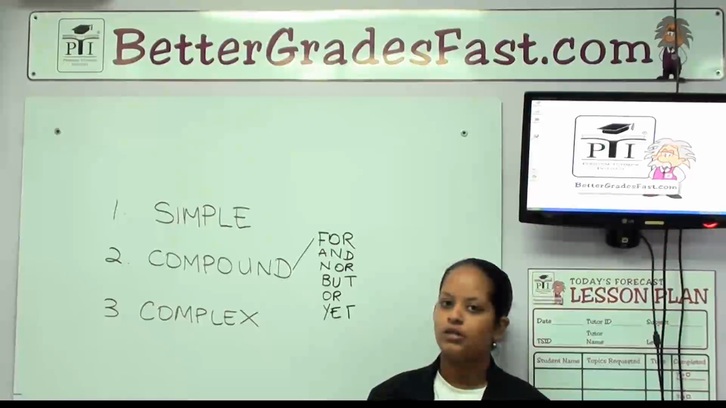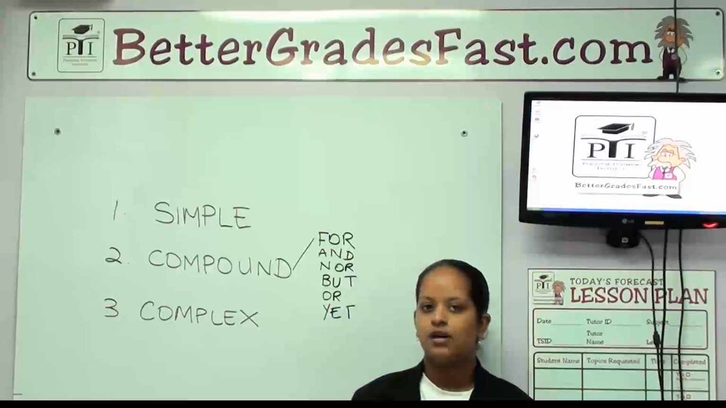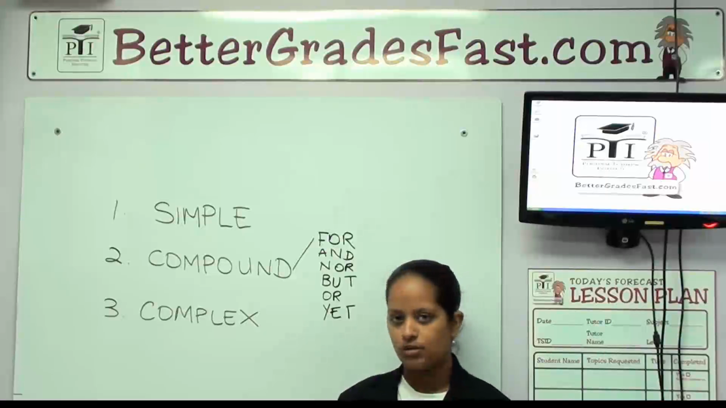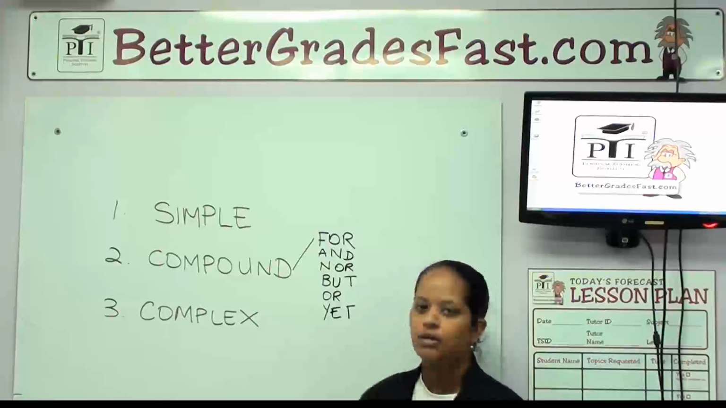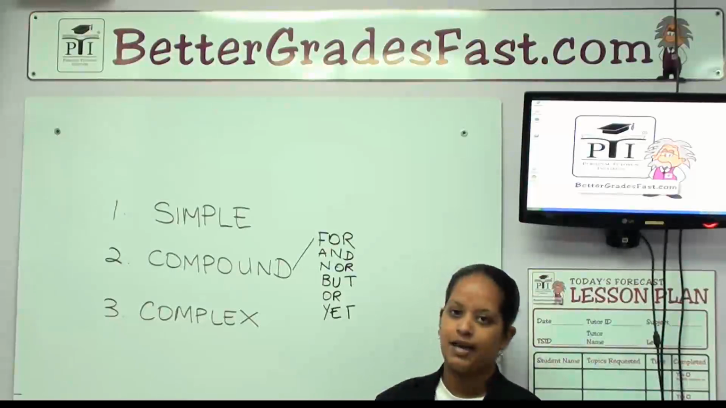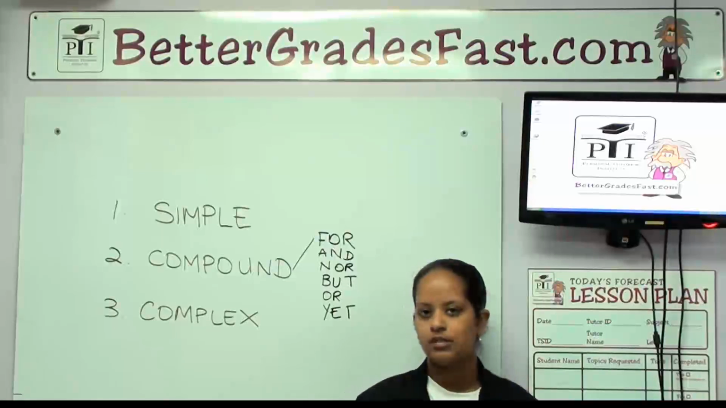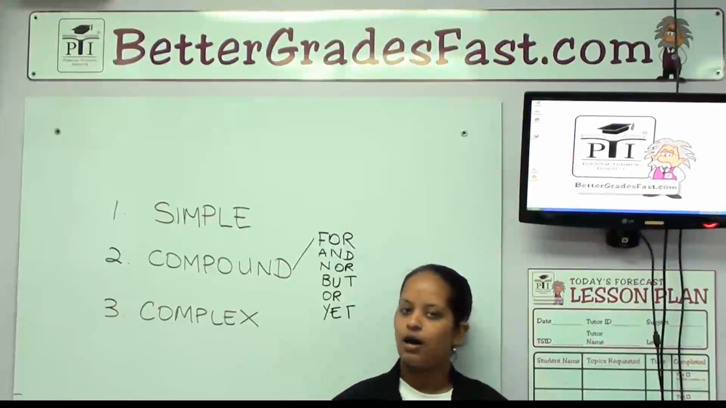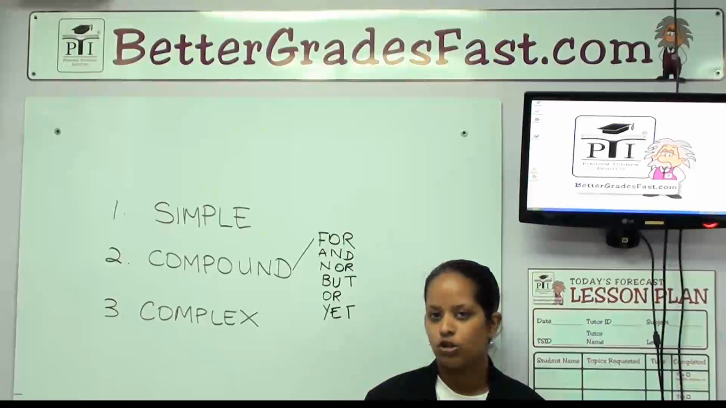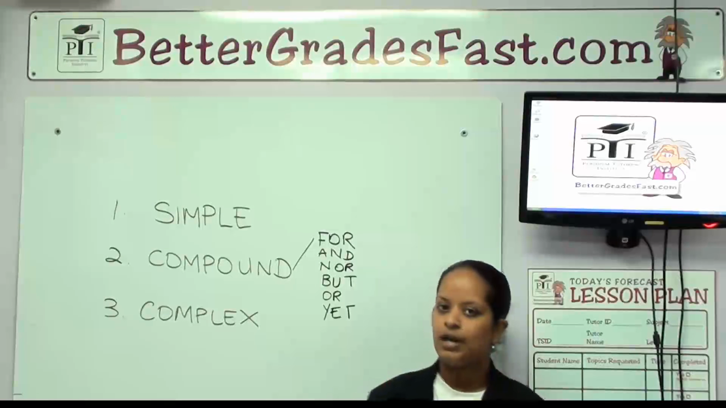Next, we are going to look at complex sentences. Complex sentences contain an independent clause as well as a dependent clause. This means that a dependent clause must start a complex sentence and an independent clause must end it. You would have learned that dependent clauses are those which have a subject and a verb, but they cannot stand on their own. Independent clauses have a subject and a verb, but they can stand on their own. Let me show you an example.